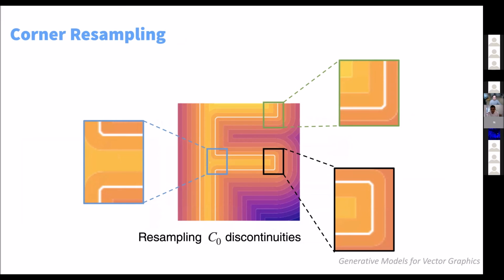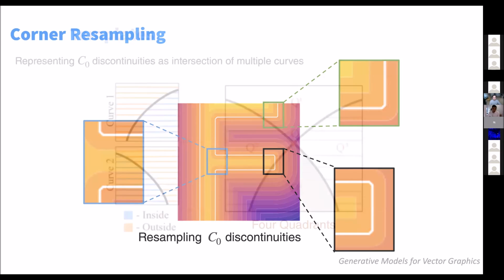But first, let me talk about the problem. The problem is if we work with these SDF images, when we get to the corners, then the aliasing effect starts to dominate. And that means that the learned vector graphics would have a lot of wiggly lines that would represent the images, but not actually the programs that we are trying to output.